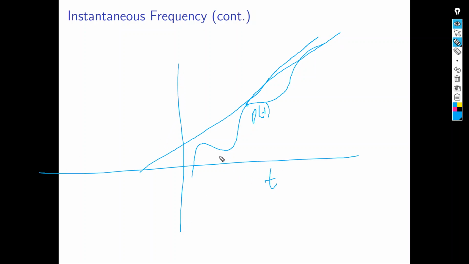Here is time, and here theta of t. The slope of this line is omega c. How do you find it? The difference in the y-axis over the difference in the x-axis. What's the difference in the y-axis? The difference in theta, over the difference in the x-axis, the difference in time. This is omega c. Now the crossing point here, we call it the offset, which corresponds to theta 0. So basically, this is what I'm talking about.